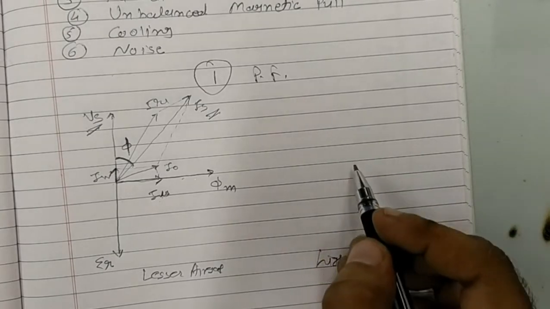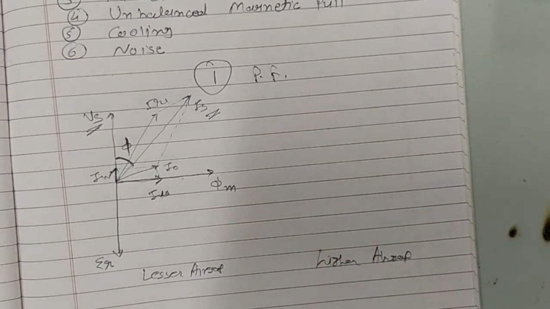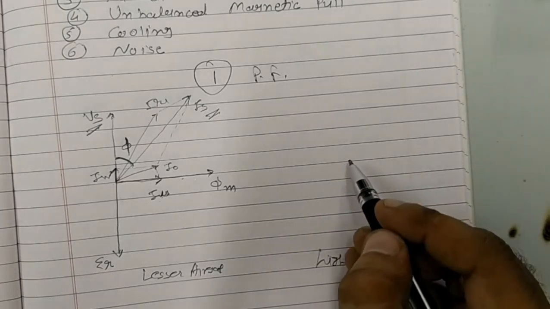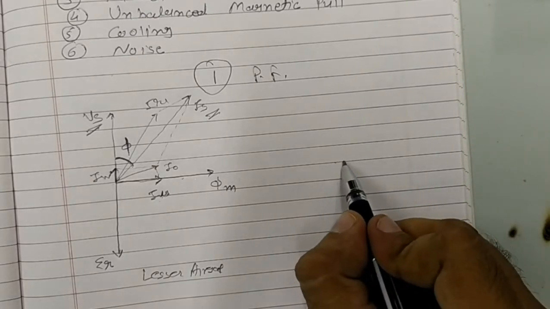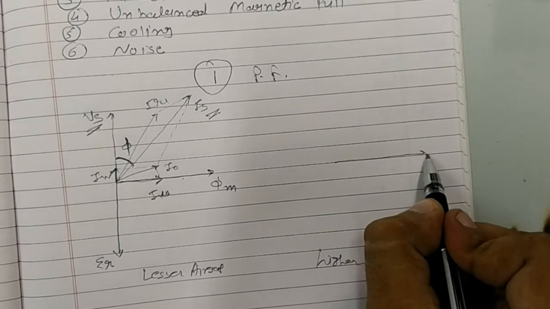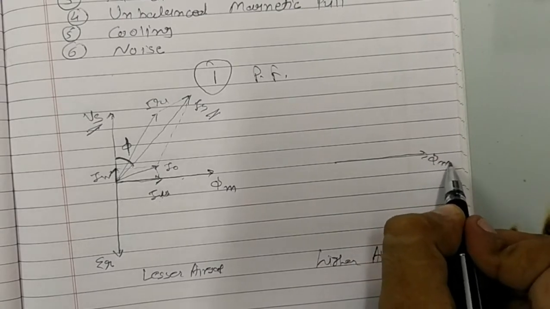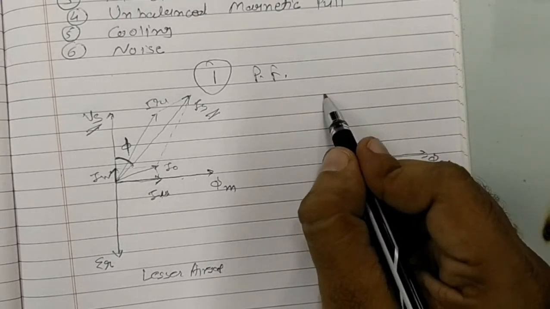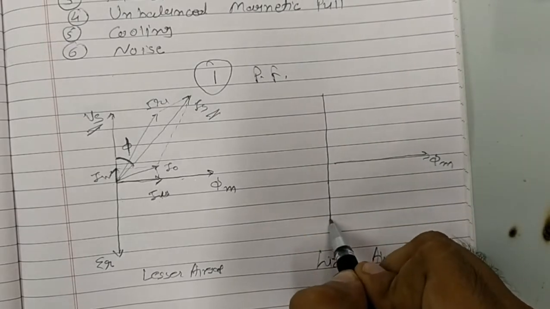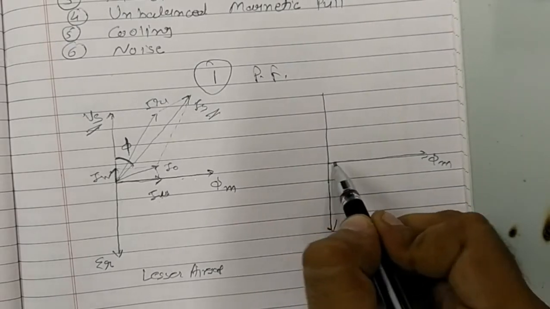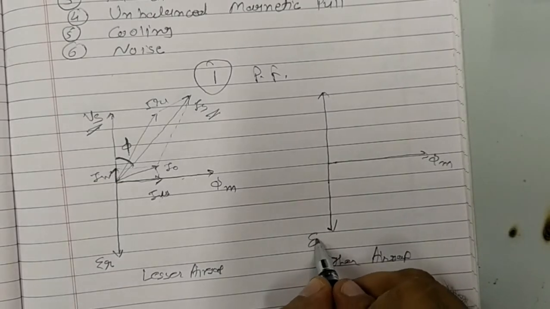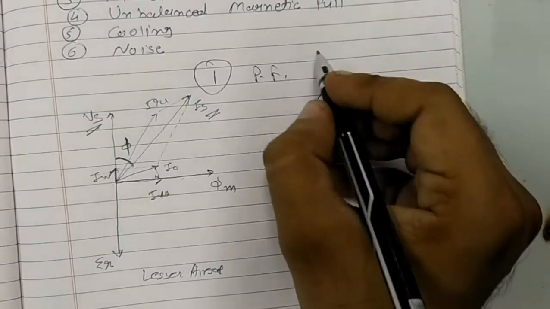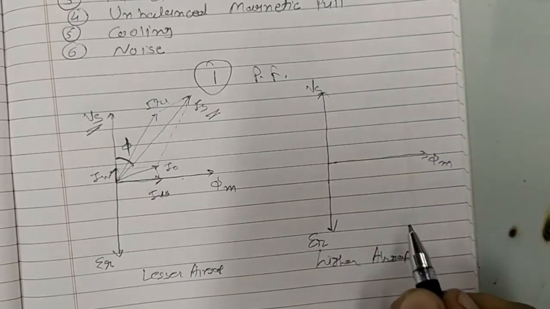Okay, now for higher length of the air gap, the same thing we are going to do. Okay, let us draw the flux vector, and same way we have the EMFs for stator and rotor.